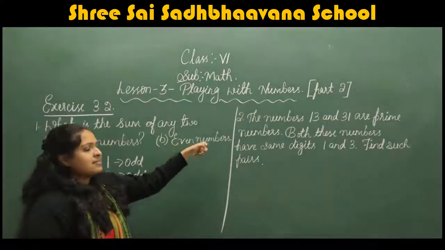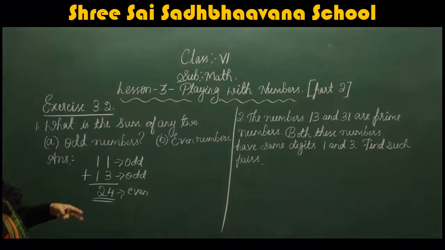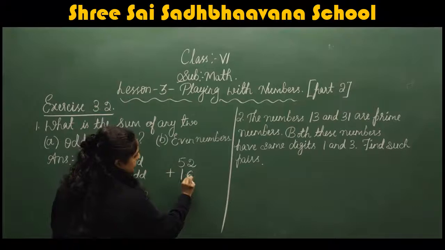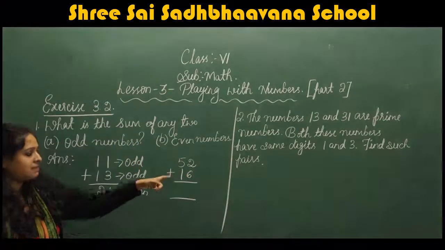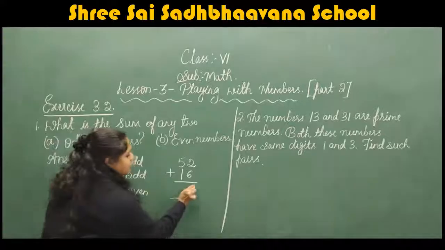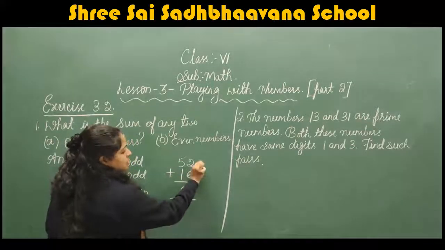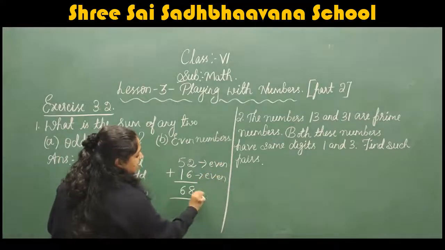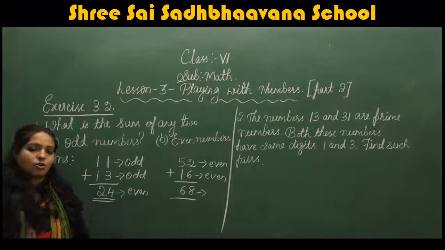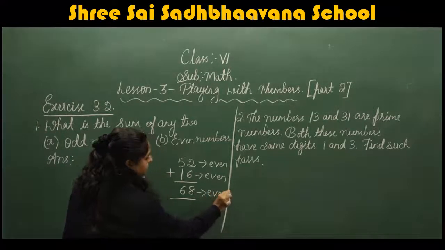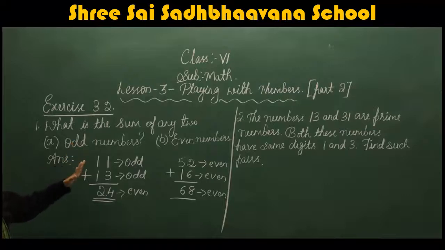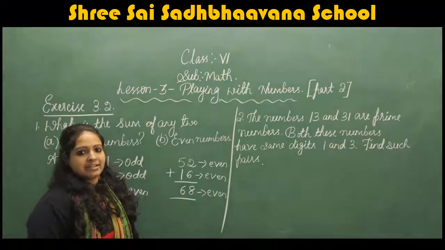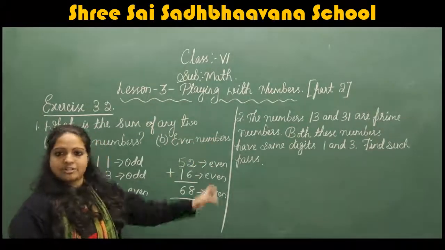Next, we see even numbers. Sum of two even numbers. Let me take 52 plus 16. Both are even numbers. Let me add now. 2 plus 6 is 8, 5 plus 1 is 6. So this is an even number, this is also an even number, and look at the answer: the answer is also an even number. Now we understood? The sum of two odd numbers is an even number. The sum of two even numbers is also an even number. Now we understood how to do the first one. We'll move on to the second one.